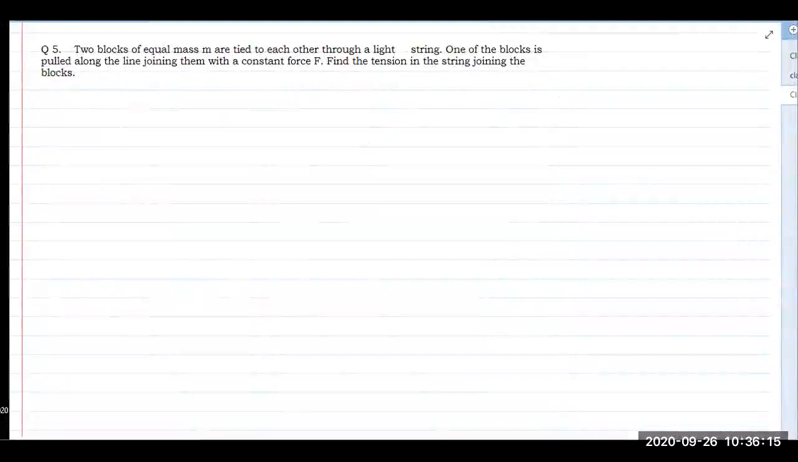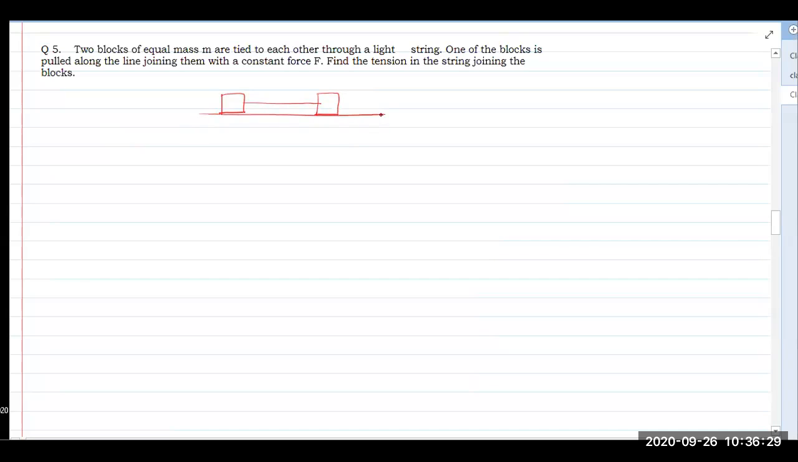Two blocks of equal mass m are tied to each other through a light string. One of the blocks is pulled along the line joining them with a constant force F. Find the tension in the string joining the blocks. So this is the situation.